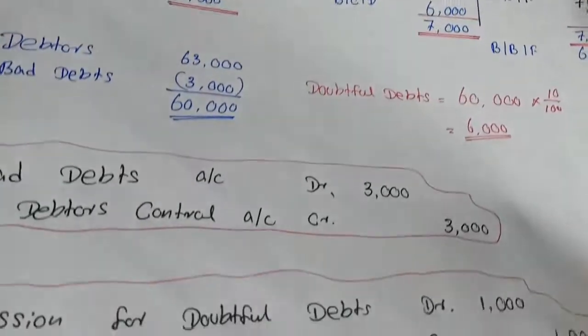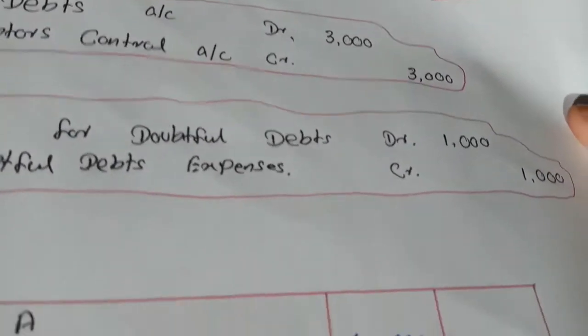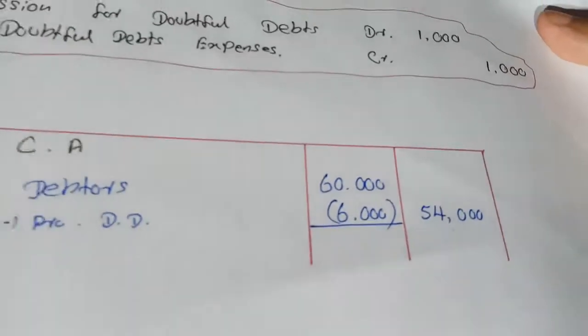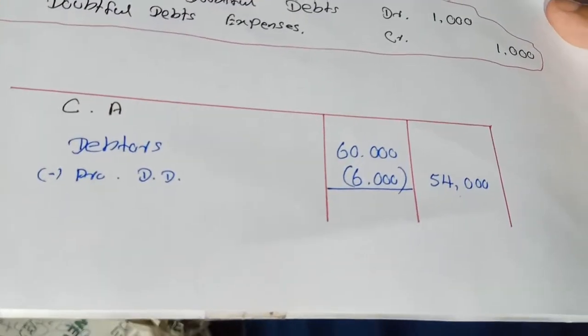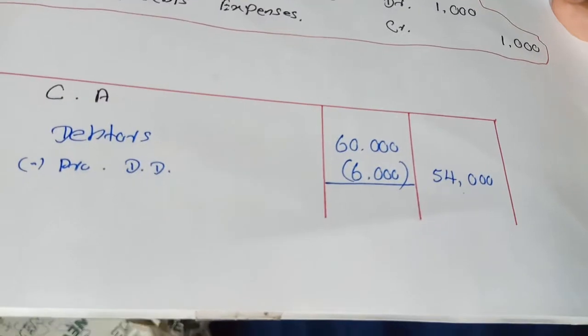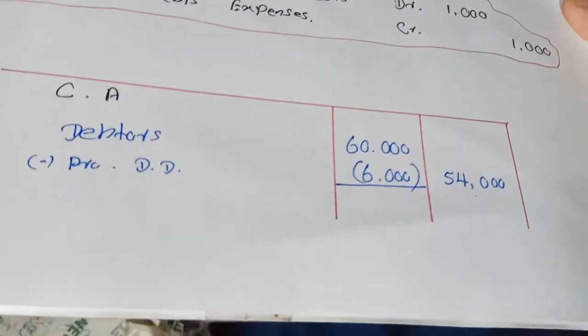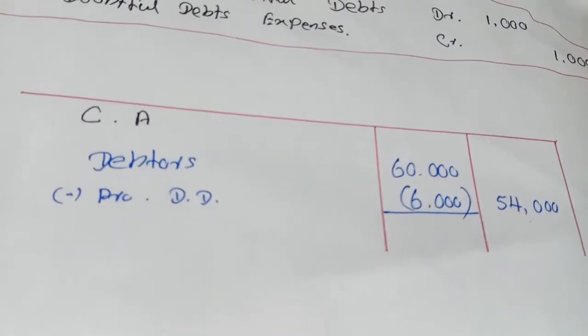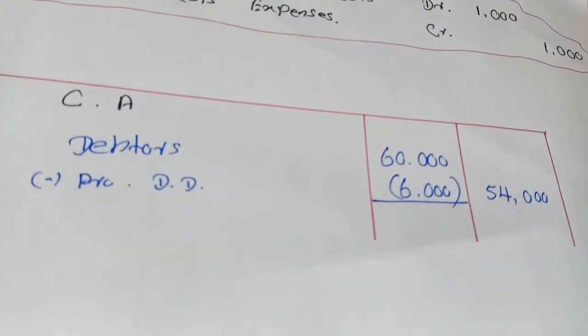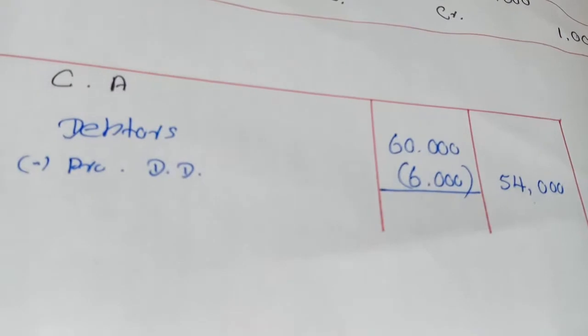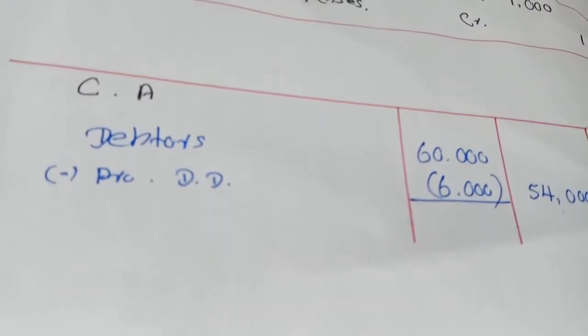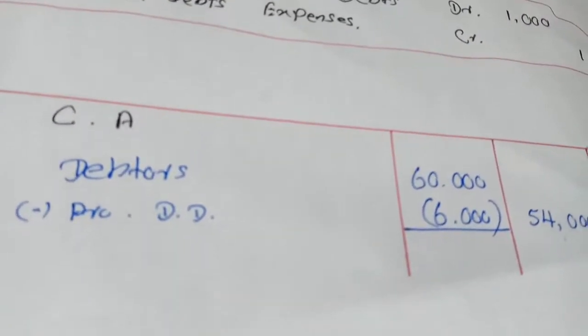When we are going to prepare the financial position, as a debtor should be included after deducting provision for doubtful debts under current assets. Debtors value equals 60,000 minus provision for doubtful debts closing balance 6,000. Therefore, net value equals 54,000. That value should be included in the financial position under current assets.